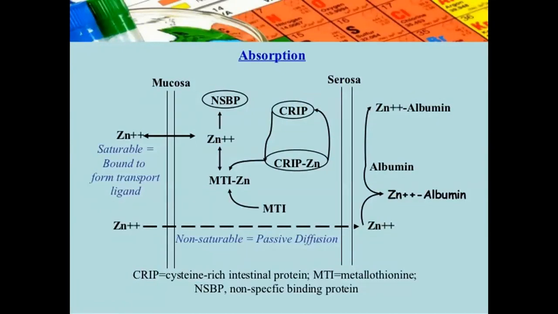Now absorption. Approximately 20 to 30% of ingested dietary zinc is absorbed in the small intestine. It's then transported in blood plasma, mostly by albumin and alpha 2 macroglobulin. In mucosal cells, zinc is associated with some proteins called non-specific binding proteins, metallothionein, and cysteine-rich intestinal proteins.